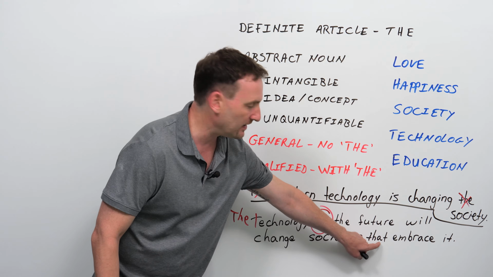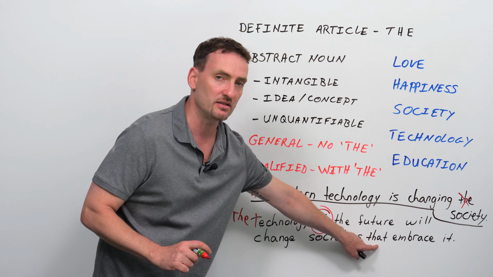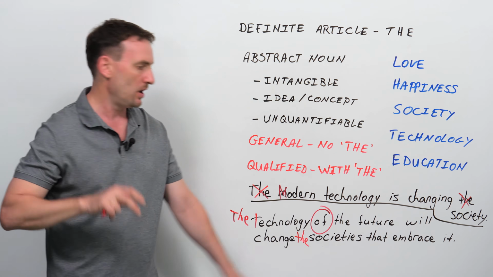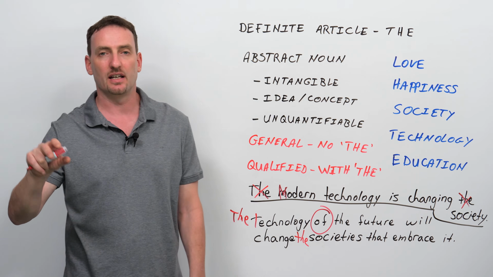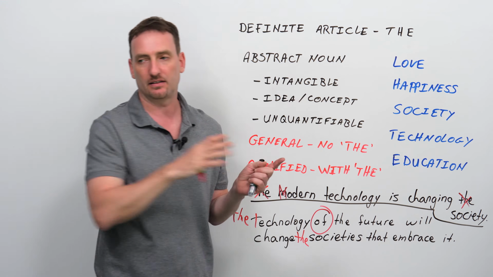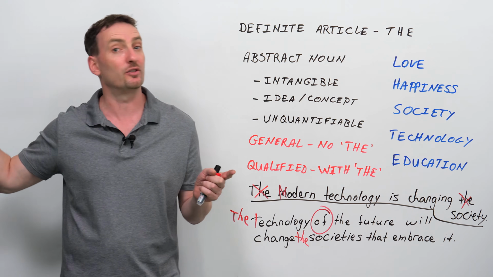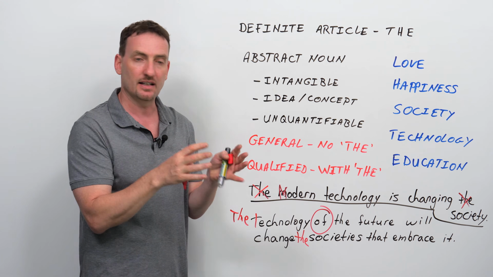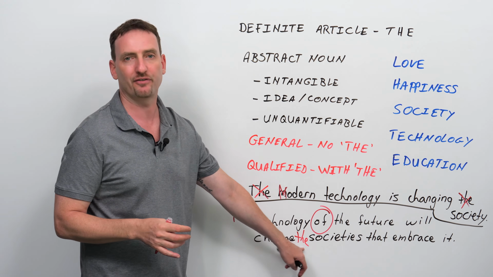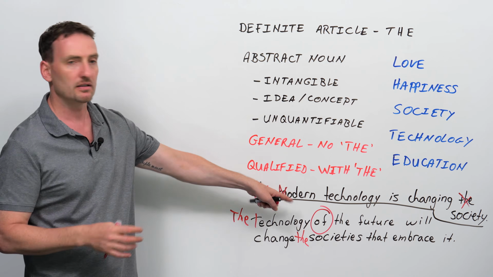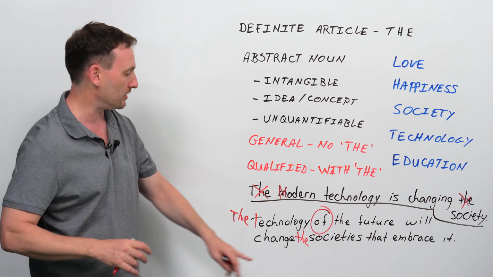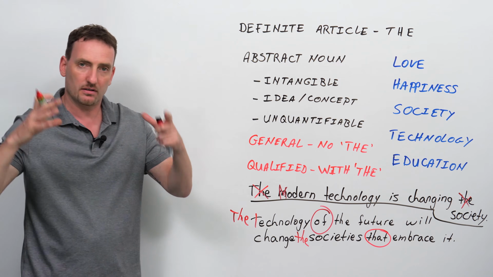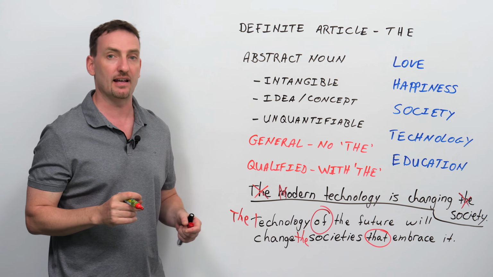But as soon as you have an identifying adjective clause, then you need a definite article, because now I'm talking about very specific societies, only the ones that embrace it. Then there separately are the ones that don't embrace it. So now that I have a specific group of societies, then I'm talking about a definite group, and therefore I need "the." Here, general idea, no article. Here, specific and qualified nouns, abstract nouns, I do need the definite article.